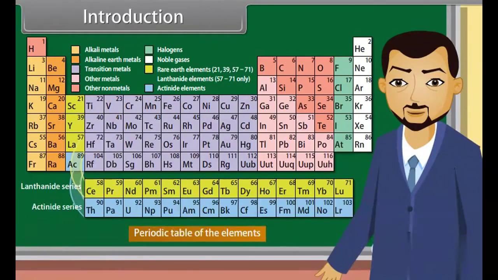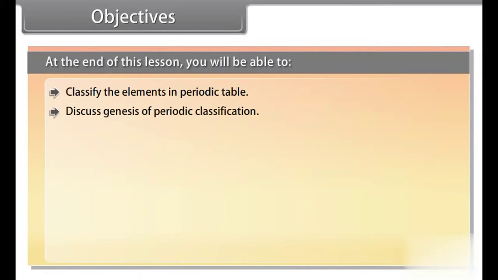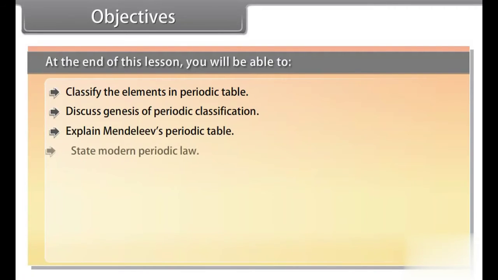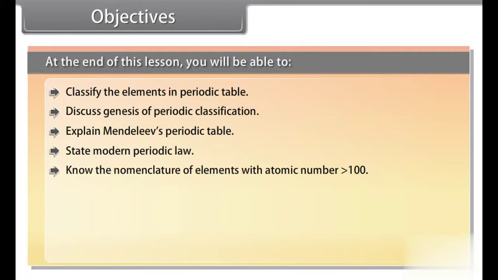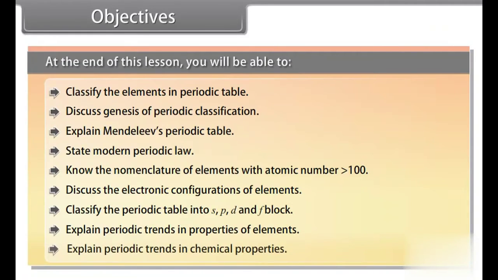So, let's proceed. In this lesson, you will study the elements that are known and classify them. Objectives. At the end of this lesson, you will be able to classify the elements in the periodic table, discuss the genesis of periodic classification, explain Mendeleev's periodic table, state the modern periodic law, know the nomenclature of elements with atomic number greater than 100, discuss the electronic configurations of elements, classify the periodic table into S, P, D and F blocks, explain periodic trends in properties of elements, and explain periodic trends in chemical properties.